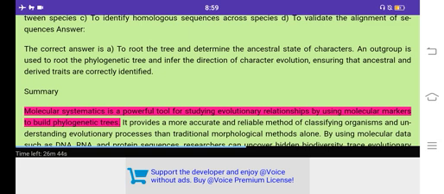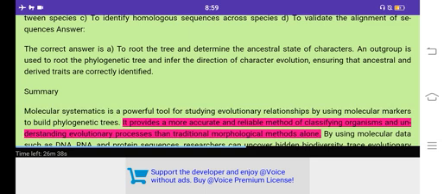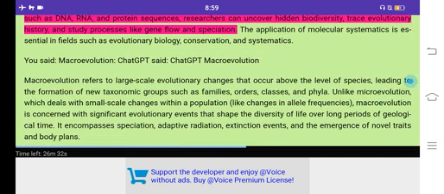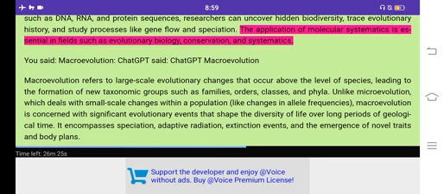Summary. Molecular systematics is a powerful tool for studying evolutionary relationships by using molecular markers to build phylogenetic trees. It provides a more accurate and reliable method of classifying organisms and understanding evolutionary processes than traditional morphological methods alone. By using molecular data such as DNA, RNA, and protein sequences, researchers can uncover hidden biodiversity, trace evolutionary history, and study processes like gene flow and speciation. The application of molecular systematics is essential in fields such as evolutionary biology, conservation, and systematics.